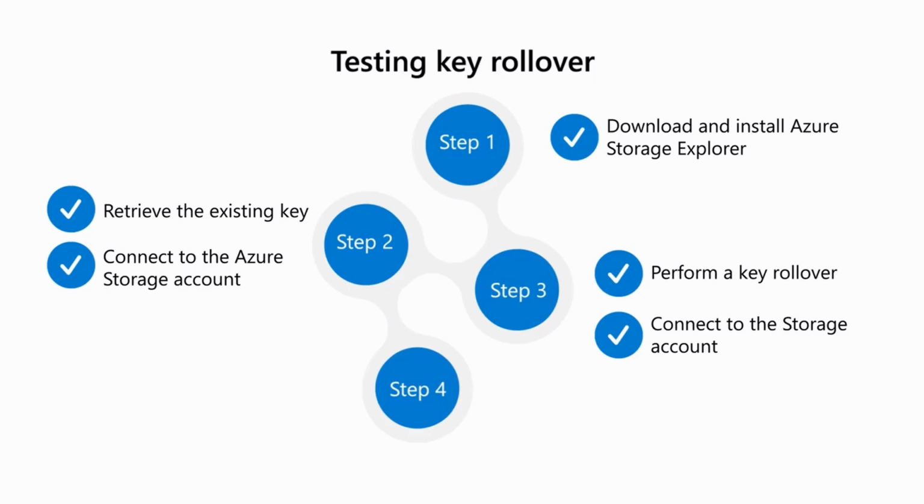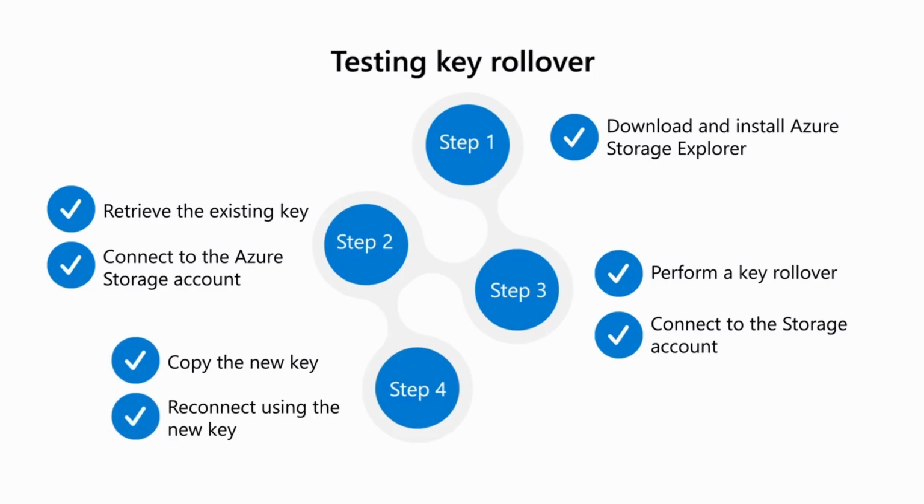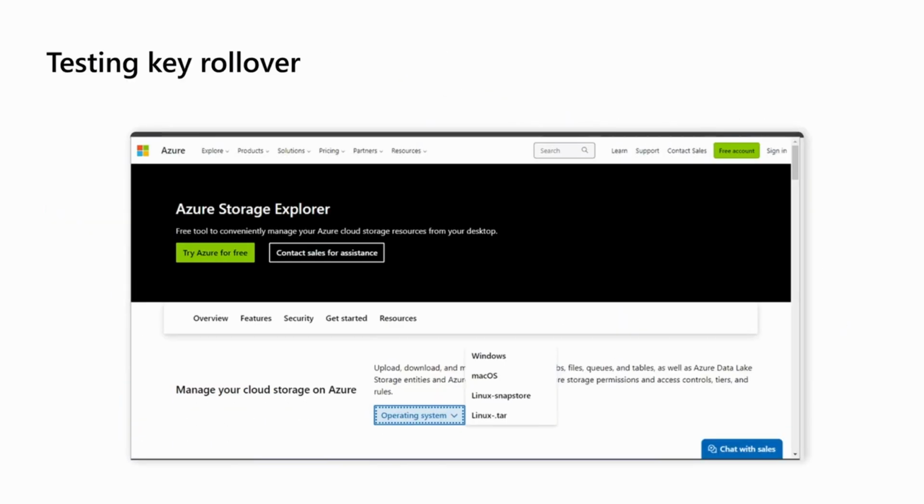As part of the fourth step, you will fix this issue by going back to the Azure portal, copying the new key, and then using it to connect to the storage account. The connection would be successful as you have used the latest key. These steps summarize the activities to test a key rollover. Let's look at detailed instructions to test a key rollover for an existing storage account.